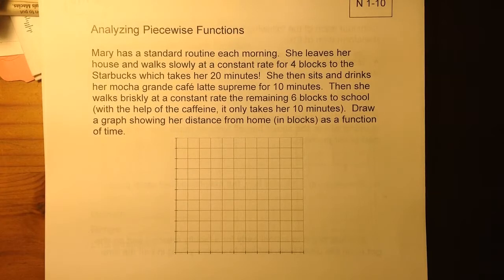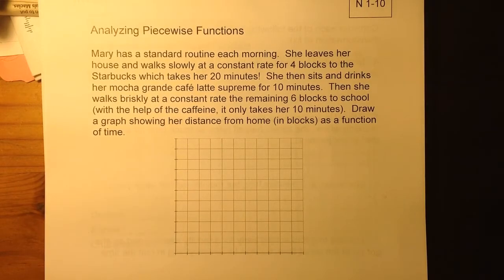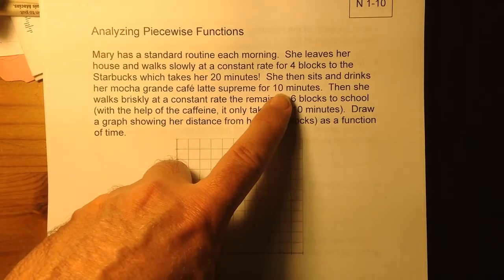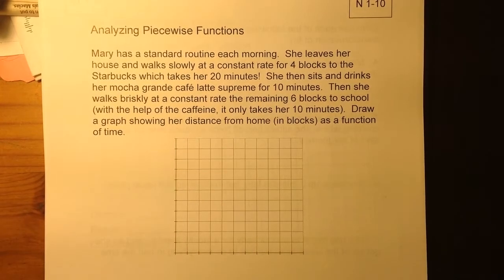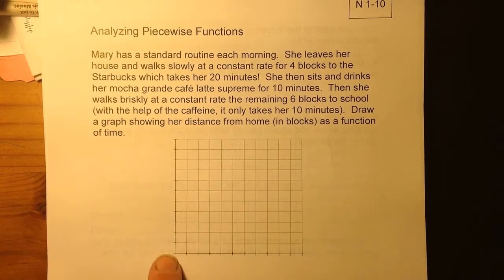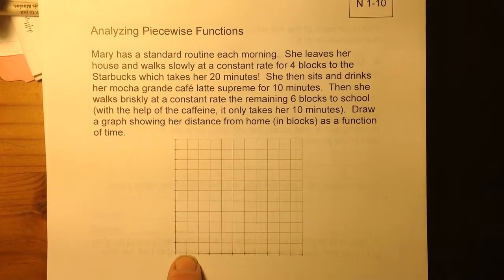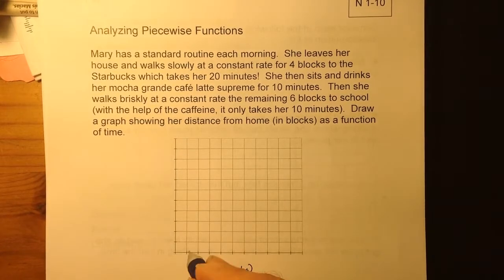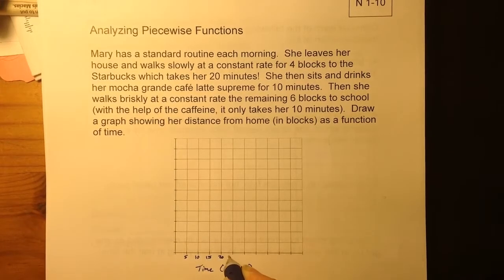Alright, so let's look at how far she's going and how much time it's taking her total. And that will give us some idea of how we want to scale these axes here. So I can see here that we've got 20 minutes plus 10 minutes, that's 30, plus another 10 is 40. So I want 40 minutes here on my x-axis. So if I go by fives, I have 5, 10, 15, 20, 25, 30, 35, 40. That's going to work out pretty well. So let's do that. So we're going to put time in minutes, and each line will represent 5 minutes. So we'll have 5, 10, 15, 20.